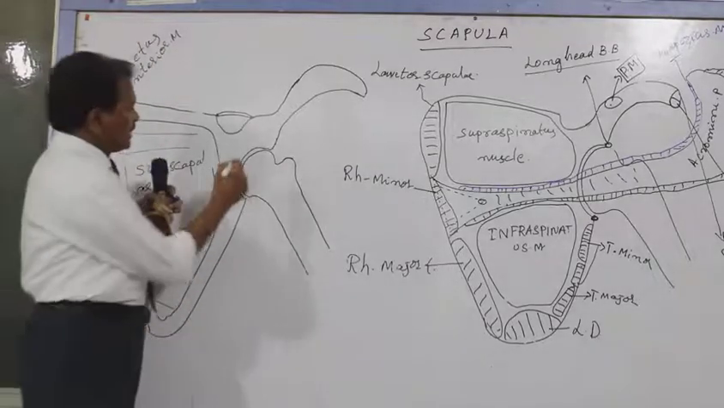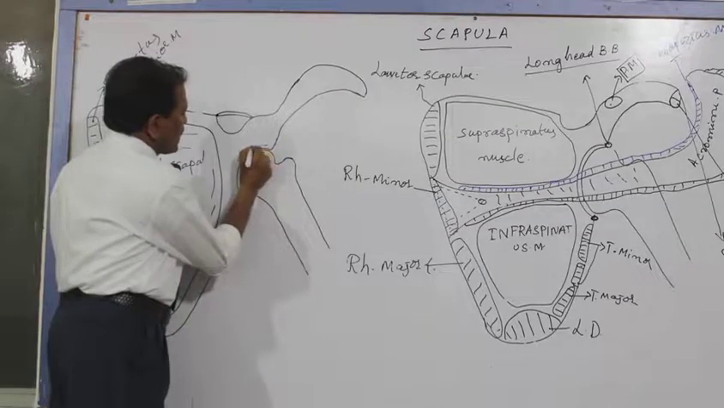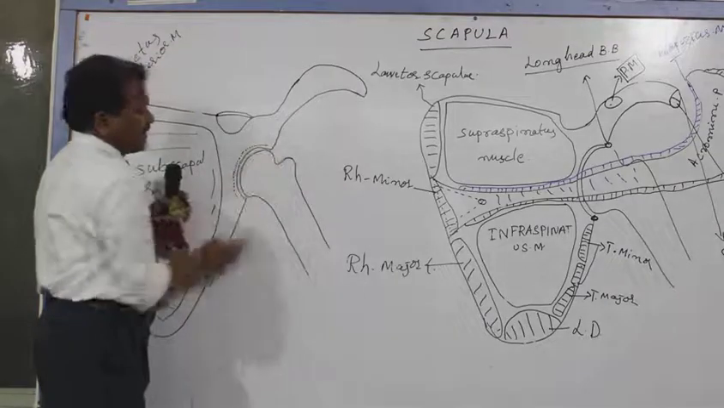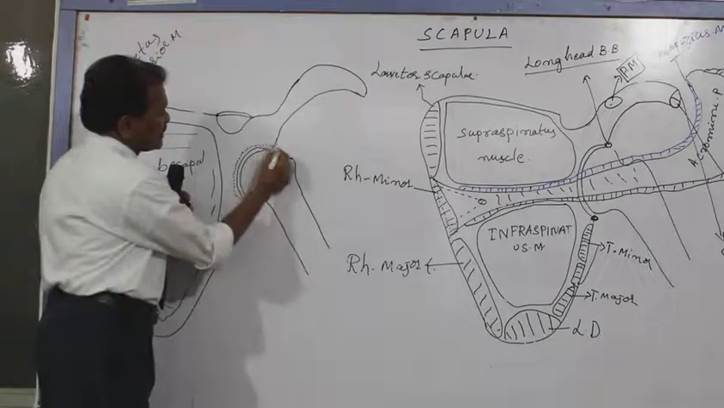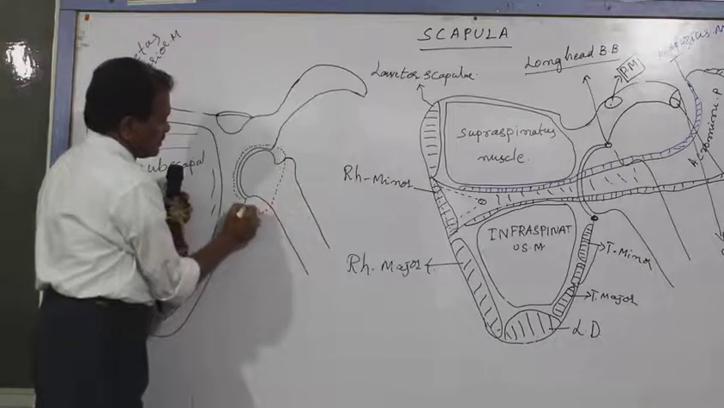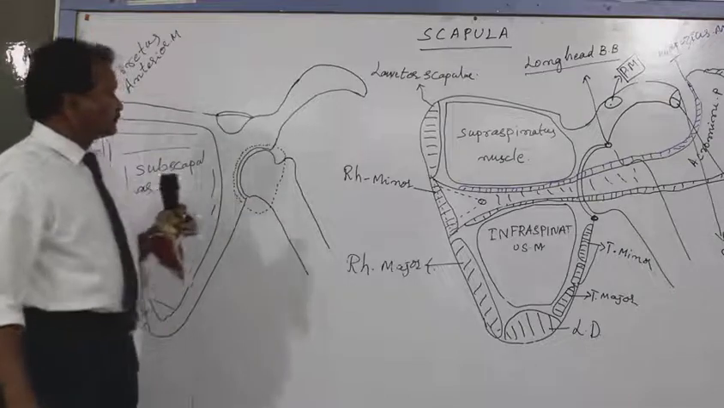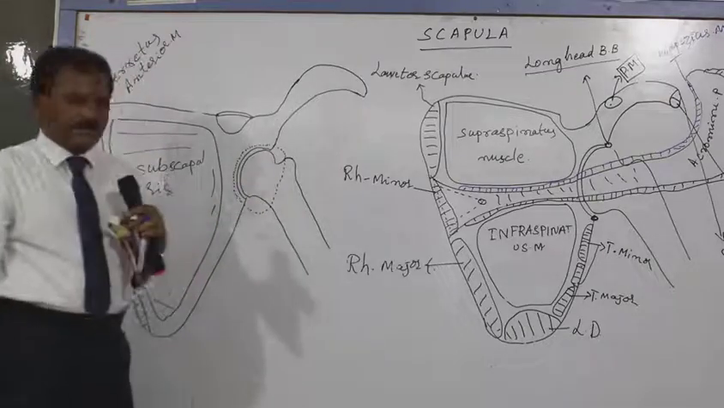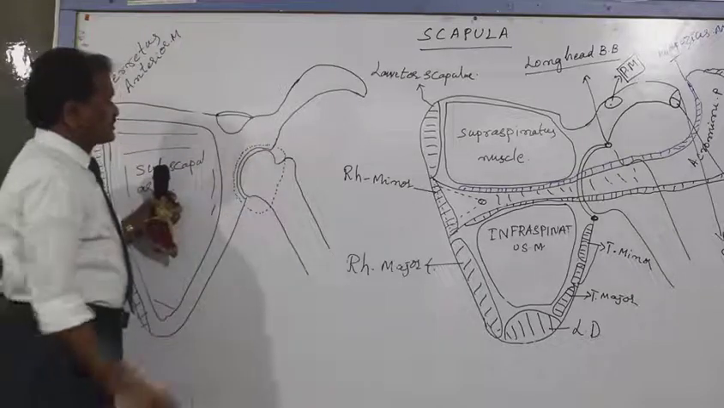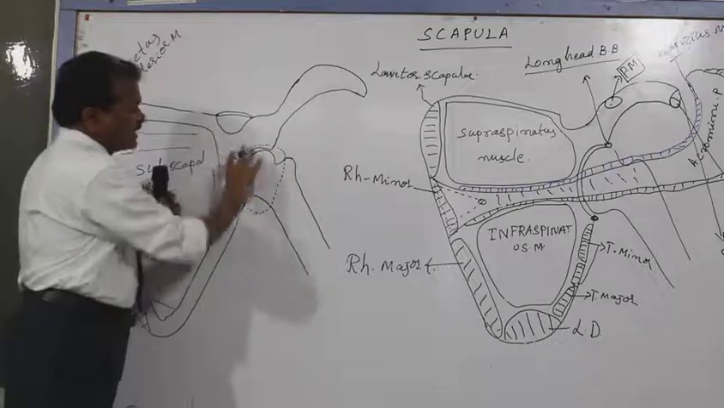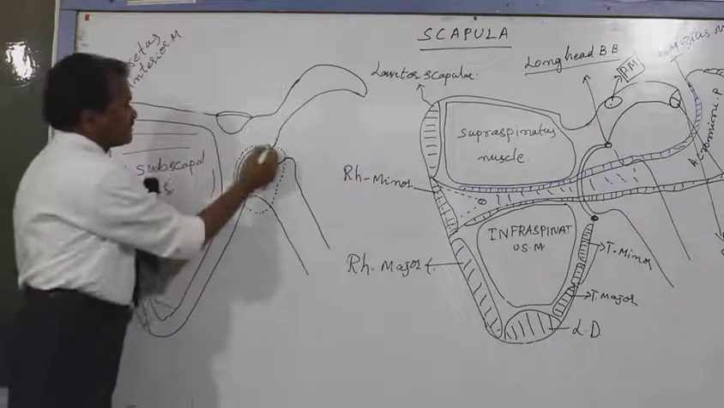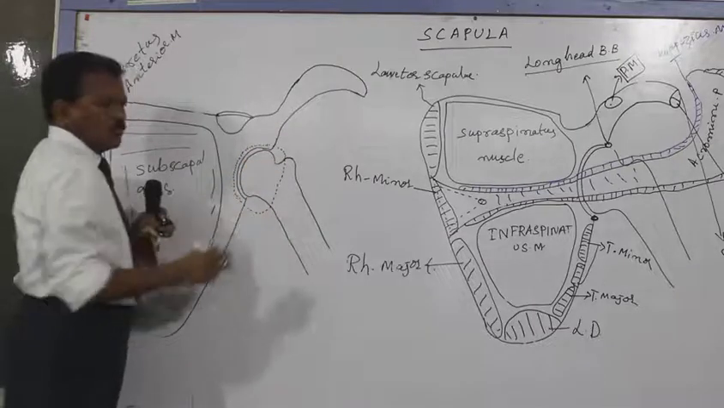Capsular ligament. Here, around the margins of this glenoid cavity, and insertion takes place in the neck of the humerus. So here what happens? This capsular ligament of the shoulder joint has two ends. This one is a lateral end, and this side is a medial end. And this is an upper border, and this is a lower border.